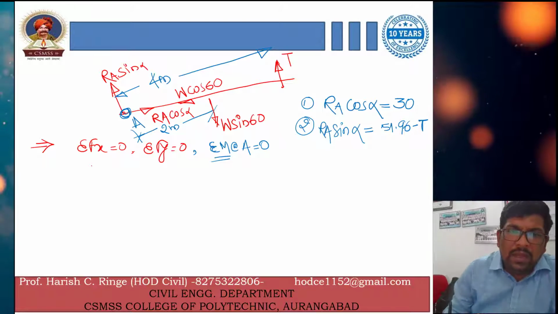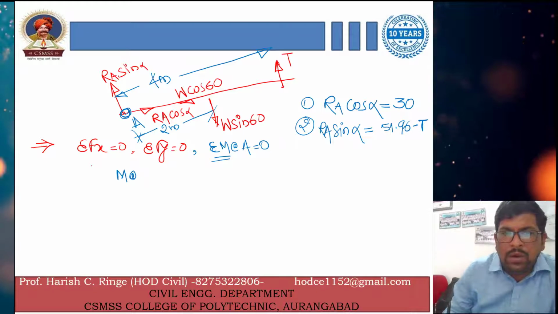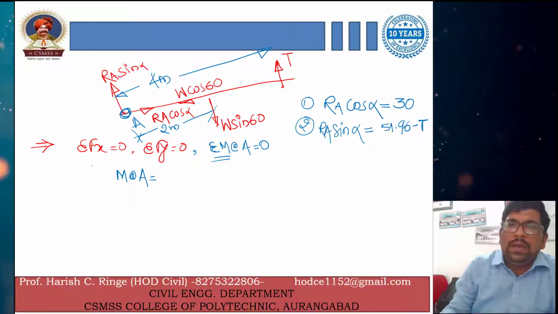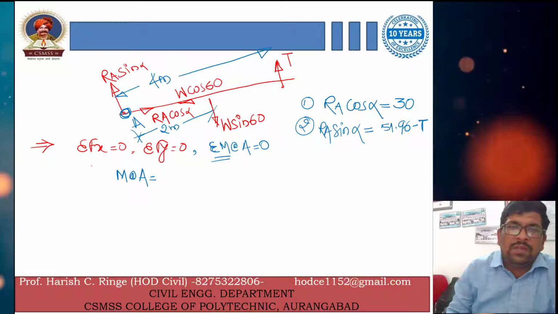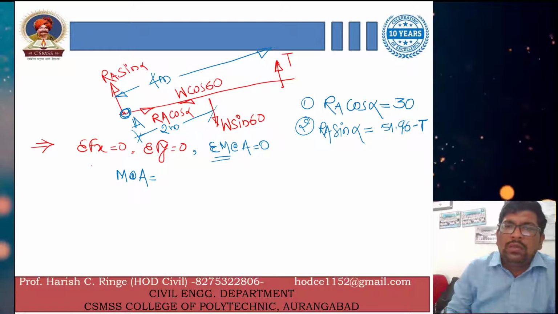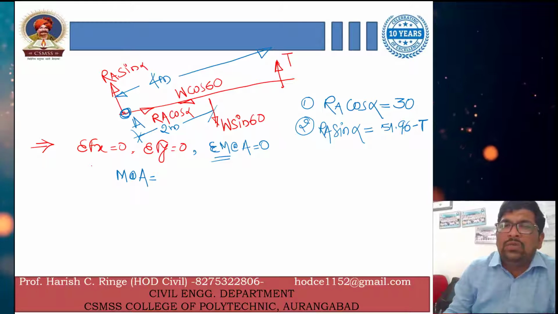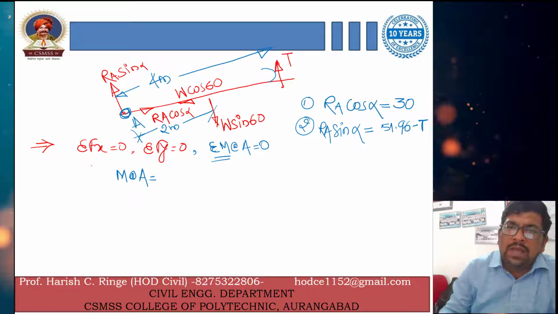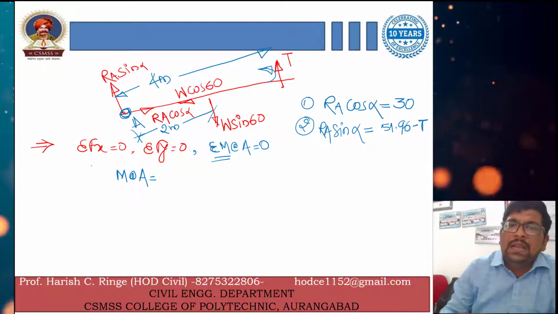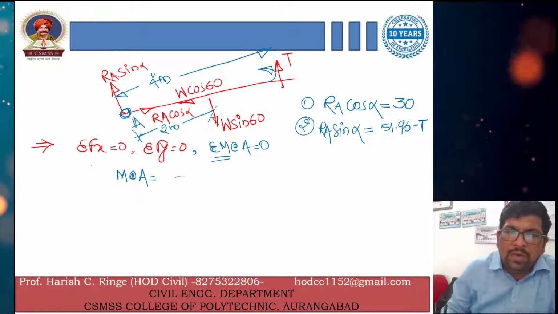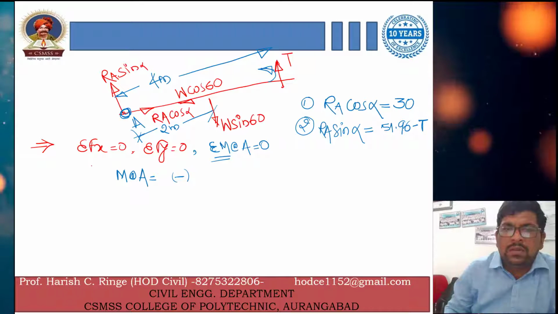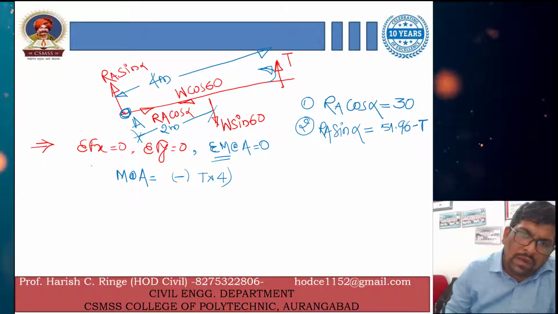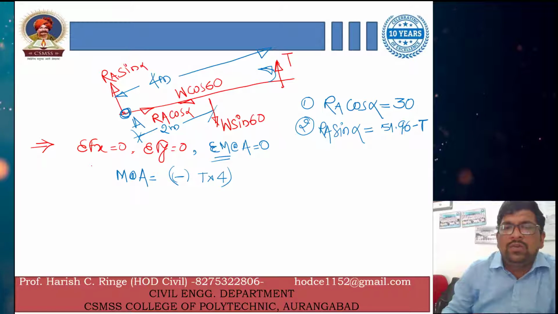So how to calculate the bending moment? Just simply write down the moment at point A, that is equal to, calculate the moment. How to calculate the moment? First of all, take T into the perpendicular dimension, force into distance, that comes as a moment. In which direction is this force applying? Just mark over here that it is anticlockwise. So it will be minus. Minus, write down T into 4. So this will be the value, minus T into 4.